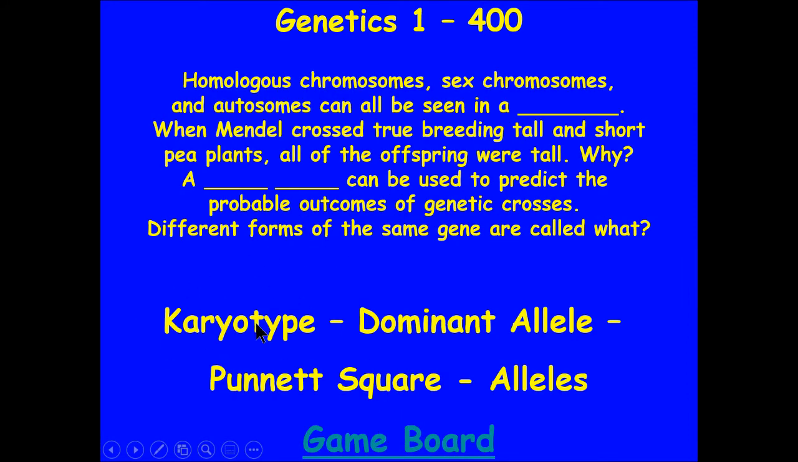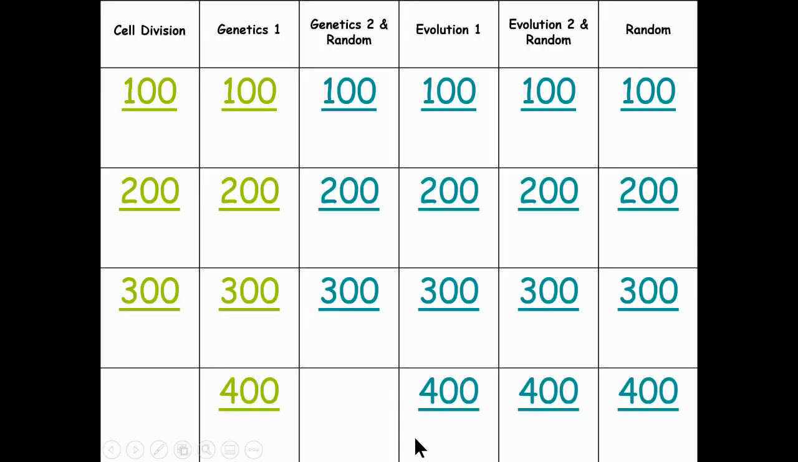All right, a karyotype. Remember, that's a picture of all the chromosomes. The reason why they were all tall is because each of the genotypes had a big T. So the dominant allele made them all tall. Punnett squares, the tool that we use to figure out what the probable outcomes of crosses will be. And different forms of a gene are alleles. So, for example, a big T would be a dominant allele and a little t would be a recessive allele.